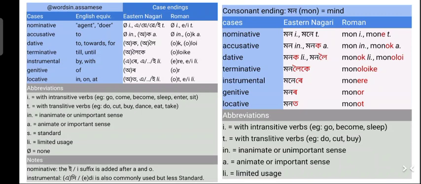Before giving examples of the dative case, here is how mon looks with the cases. Mon plus -ok is monok, and mon plus -oloi is monoloi.